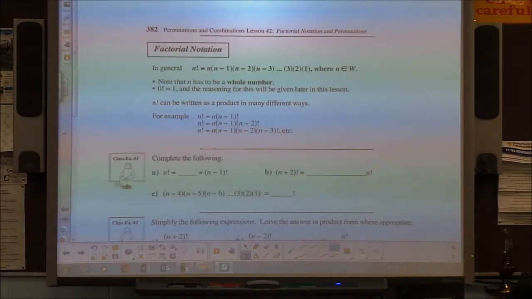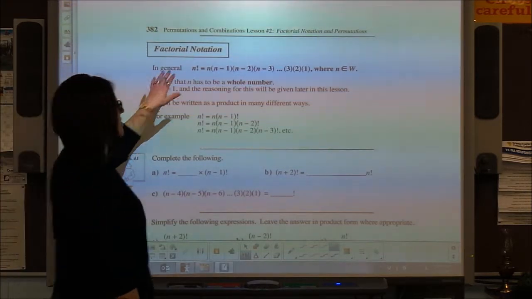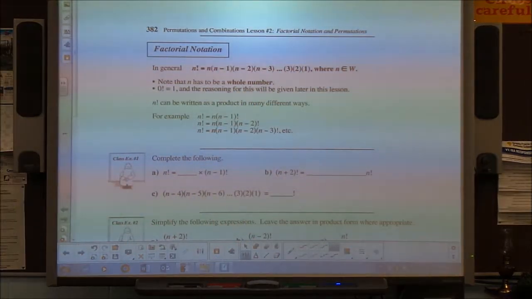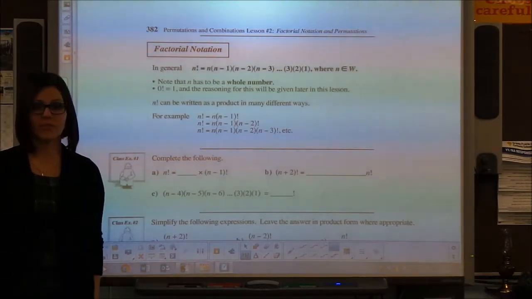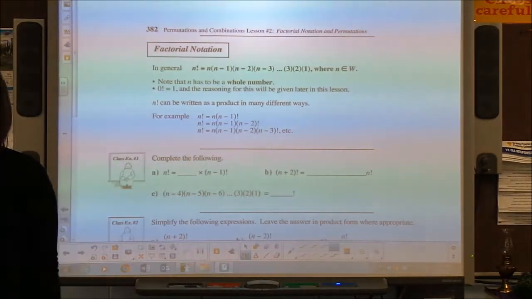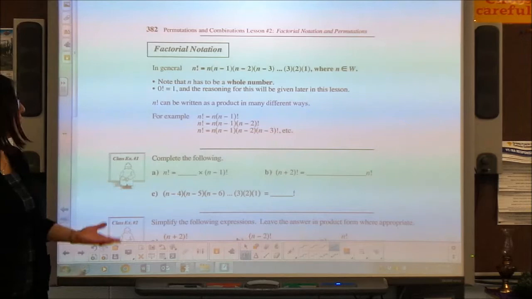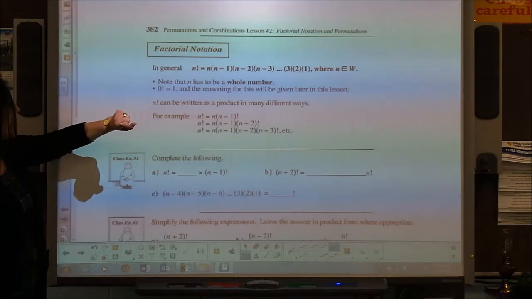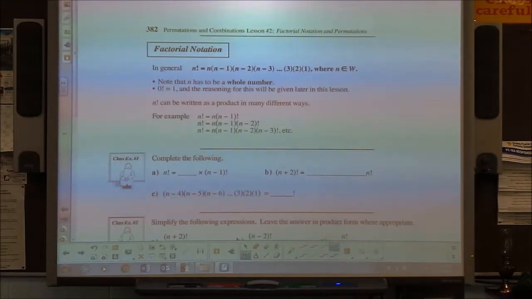Okay, so factorial notation by definition says if I have n factorial, it's the same as going n times n minus 1 times n minus 2 times n minus 3 until I get to 3 times 2 times 1. N has to be a whole number. You cannot do factorial of 3.5. You can do the factorial of 3, you can do the factorial of 4. You cannot do decimals, you cannot do negatives either. Okay? So n has to be a whole number. 0 factorial is actually equal to 1, and we'll investigate that a little bit later in the lesson.